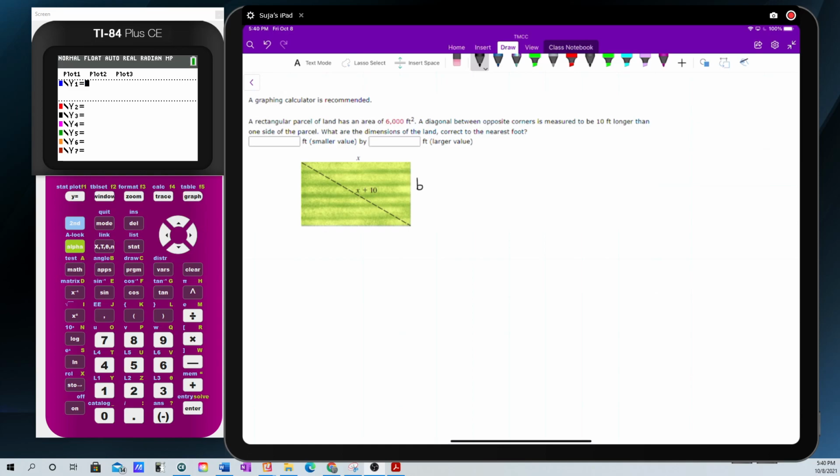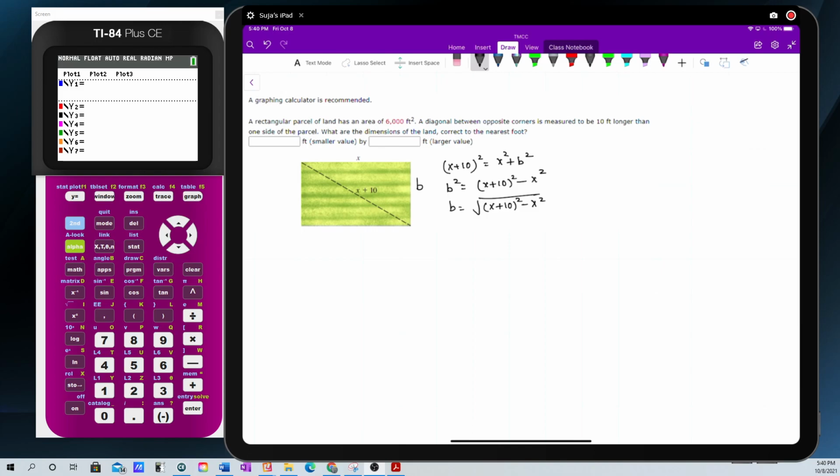I know this looks like a Pythagorean theorem, so I could say x plus 10 the whole squared is equal to x squared plus b squared. So from here I can write b squared is equal to x plus 10 the whole squared minus x squared, or b would be equal to just the square root of x plus 10 the whole squared minus x squared.